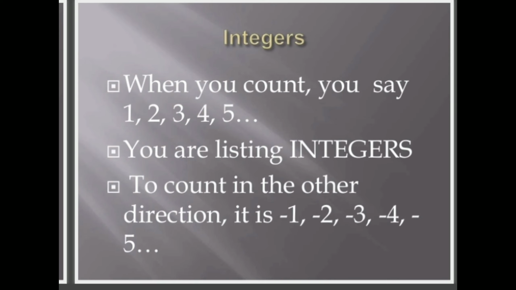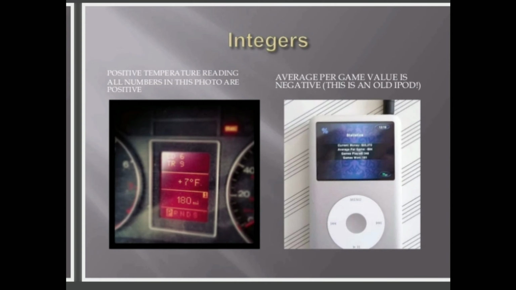See here next slide what I written here. When you count you say 1, 2, 3, 4, 5. You are listing integers here. To count the other direction here, -1, -2, -3, -4, -5. We already discussed this one. And these are the examples what I shown here. See here, positive temperature reading. All numbers in this photo are positive. See here, this is temperature instrument here. So we have positive values.